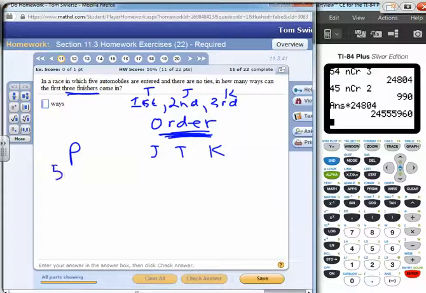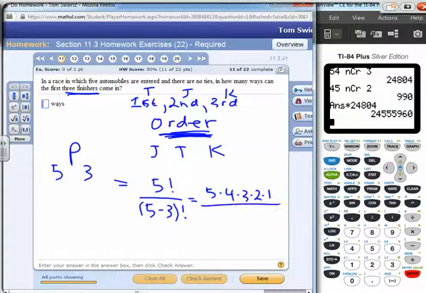We've got a total of 5, and we're selecting the top 3. So 5P3. The formula for permutation is 5 factorial, the number on the left, over 5 minus 3 factorial. So it's 5 times 4 times 3 times 2 times 1 over 2 times 1. Cancel. 5 times 4 is 20, times 3 is 60. So again, you could have used your permutation key on the calculator, but it was small numbers, so it's pretty easy to do by hand. Again, the answer is 60.